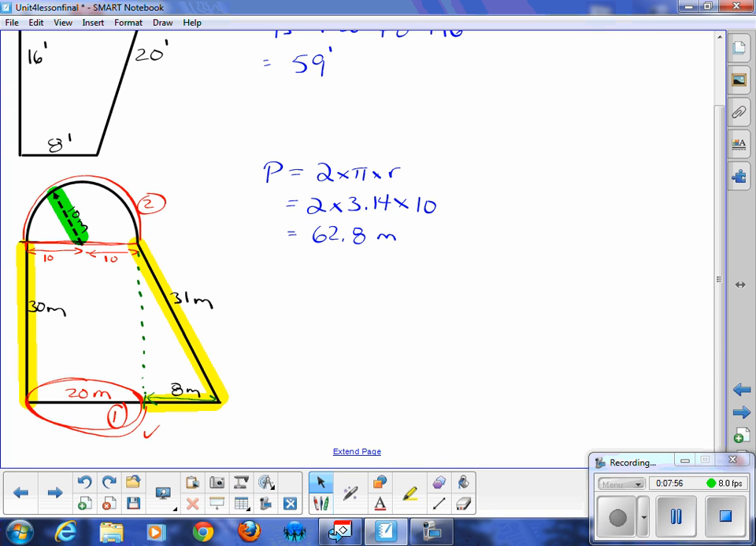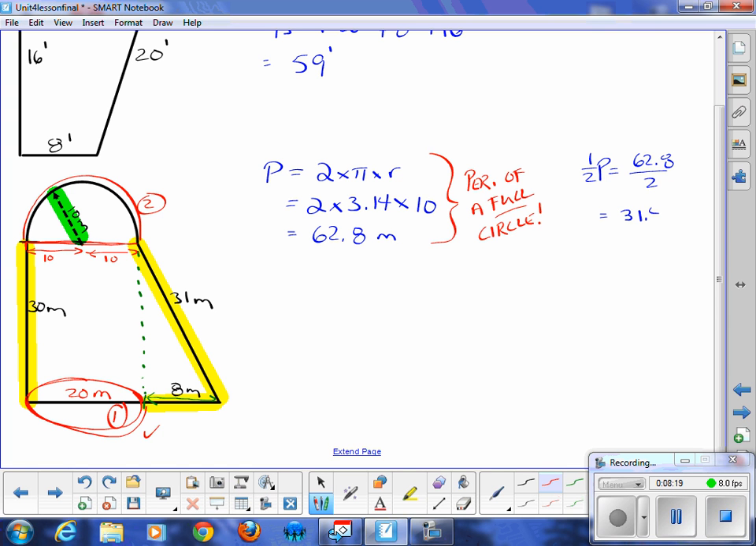However, this is the perimeter of a full circle. So we want half of that. I'm going to take half of the perimeter, which is 62.8. Divide that by 2, and we end up with 31.4 meters. All right, so there's our missing value, the 31.4 meters.